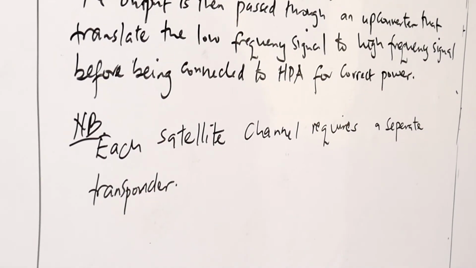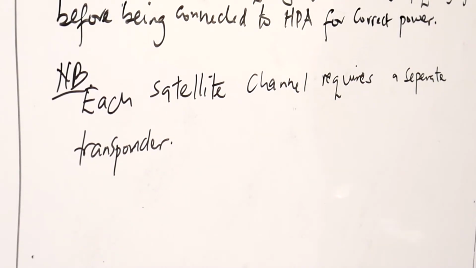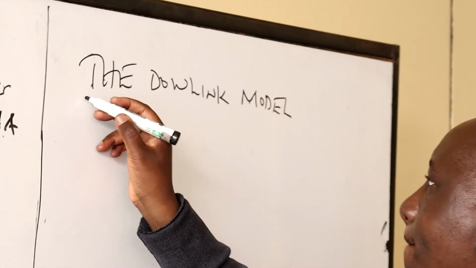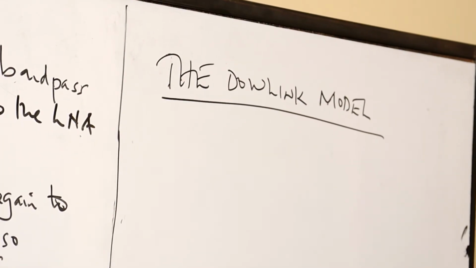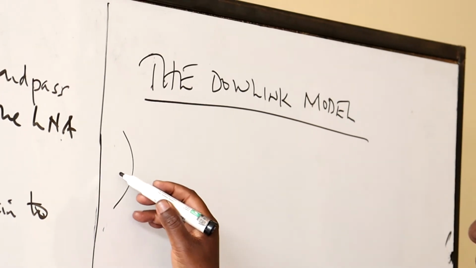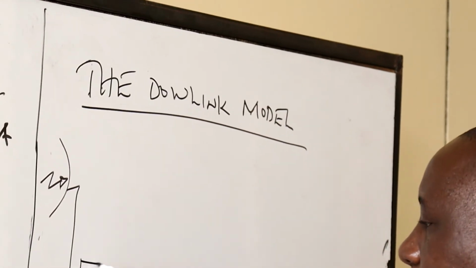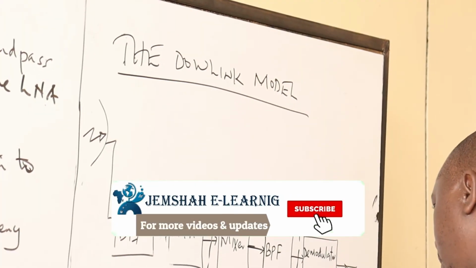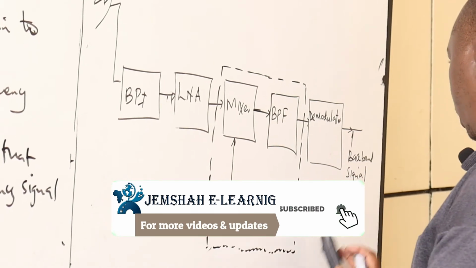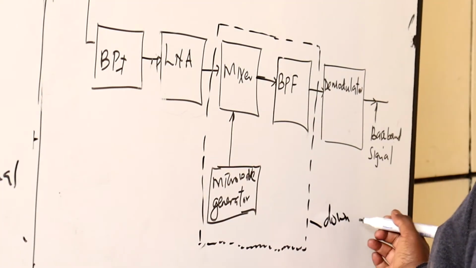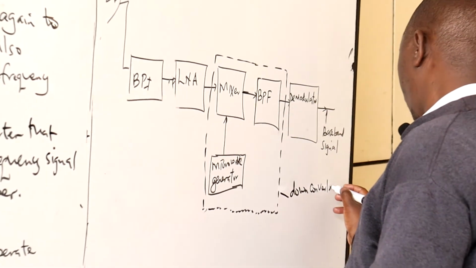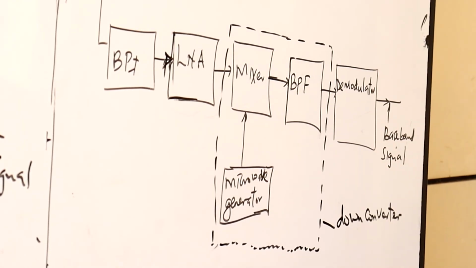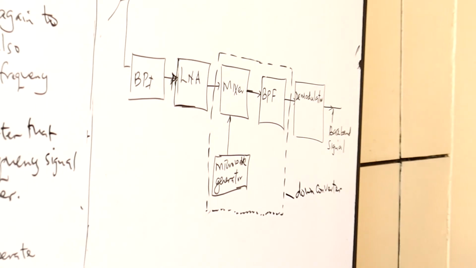So the downlink model. We also have its own diagram. So this is basically what a downlink model is.